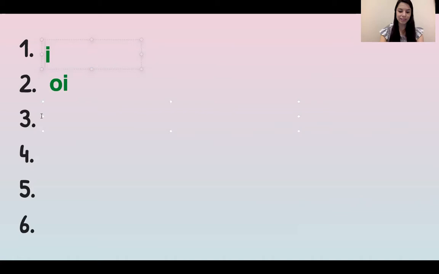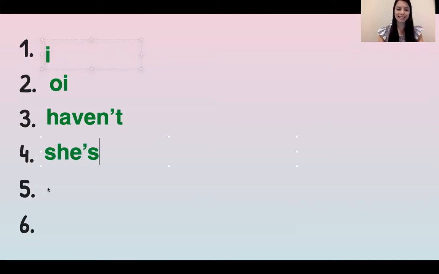3, haven't. So we have the word have, and then we have the contraction nt, which is N apostrophe T, which stands for not. Have not, haven't. She's, which stands for she is. So we have the word she apostrophe S, she's. And then for 5, we have there. But I said it's that they are there, so it's T-H-E-Y apostrophe R-E in the place of the word are.